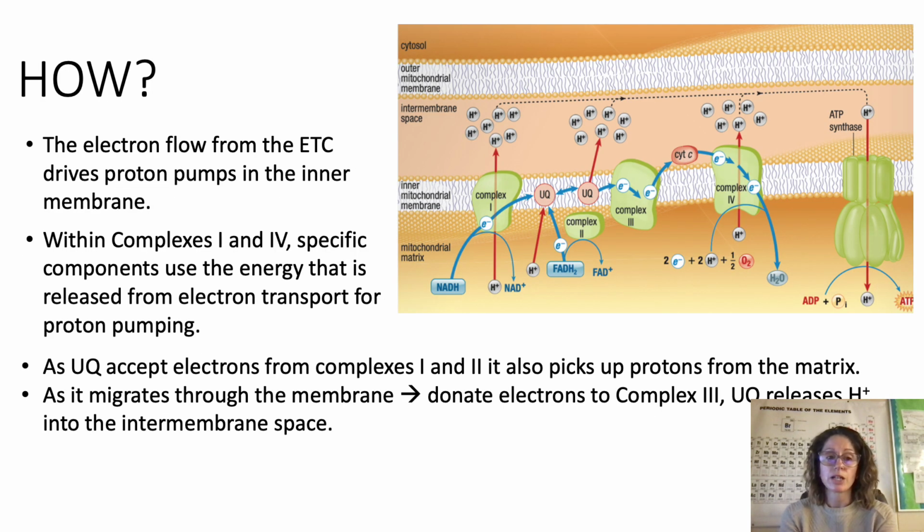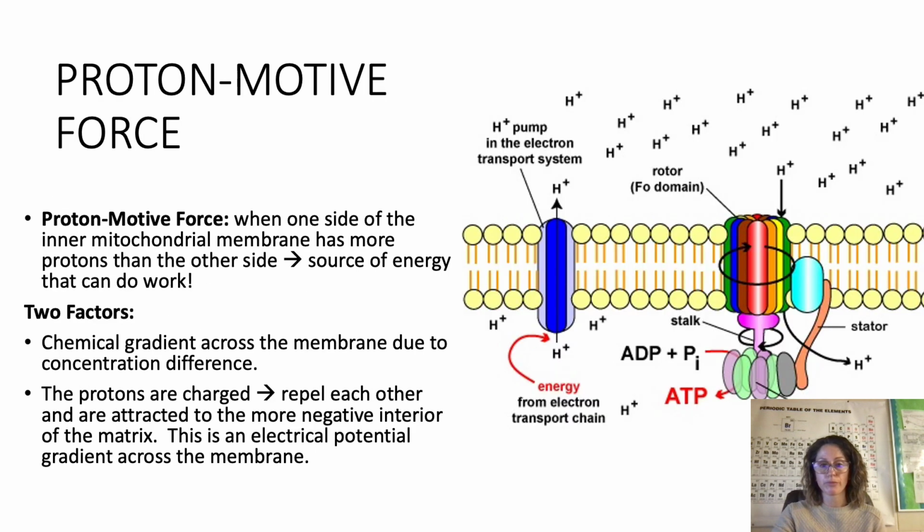How? The electron flow from the electron transport chain drives proton pumps in the inner membrane, particularly complex 1 and 4. Also, as UQ accepts electrons from complex 1 and from complex 2, it's also picking up protons from the matrix. As it migrates through the membrane, it drops off the hydrogen ions and donates an electron. So recall a proton motive force where one side of the inner mitochondrial membrane has more protons than the other side. This can be used as a source of energy.